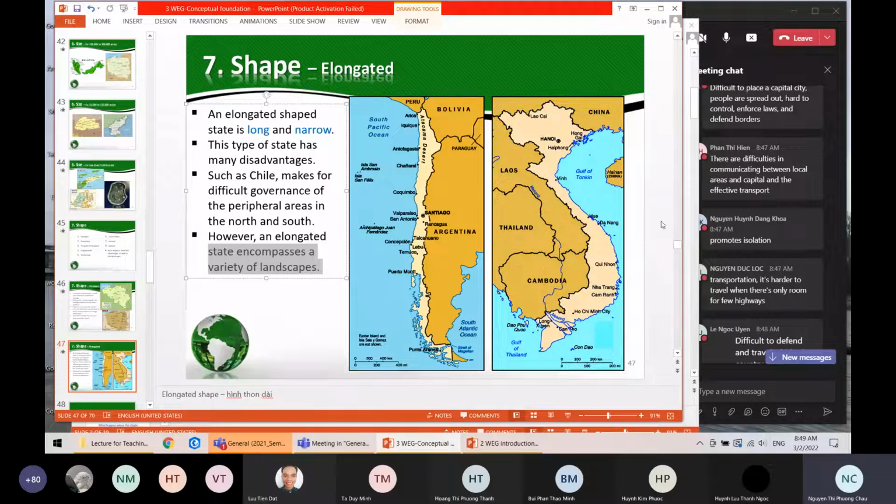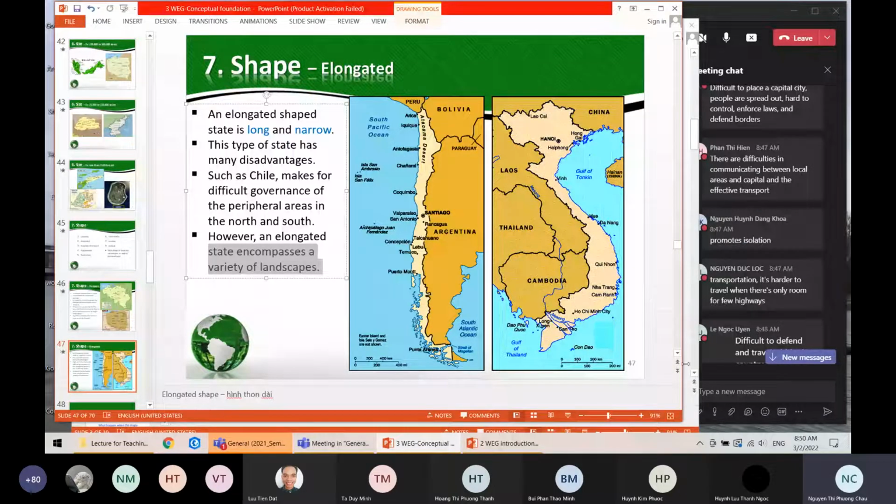From Đăng Khoa, promote isolation. Yes, as well. You see, we said about limit communication over far distance. So many places or many areas will be isolated from government. It means the government lacks control or lacks support for the isolated areas.